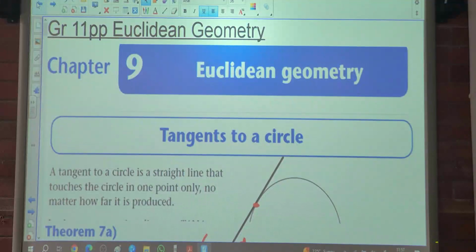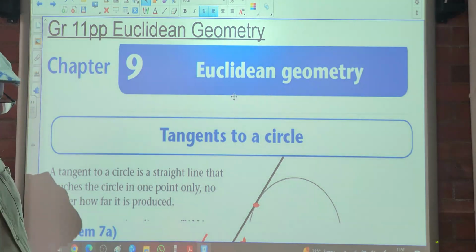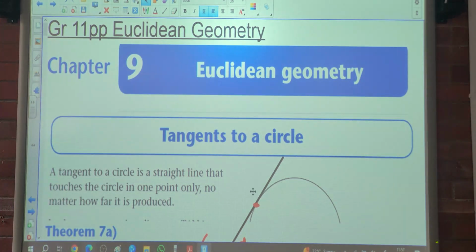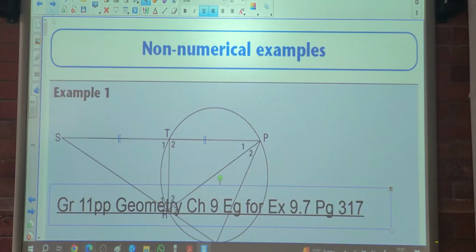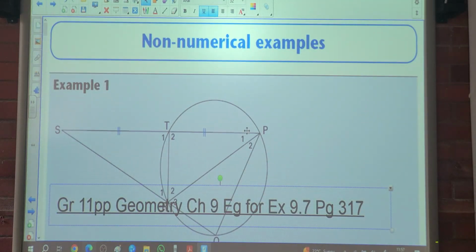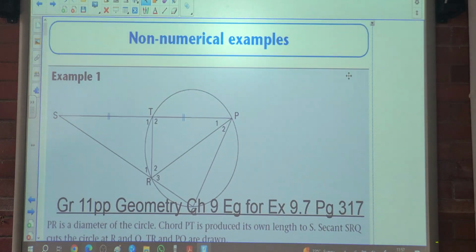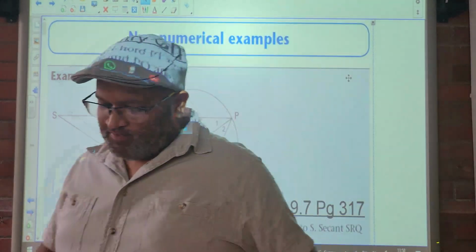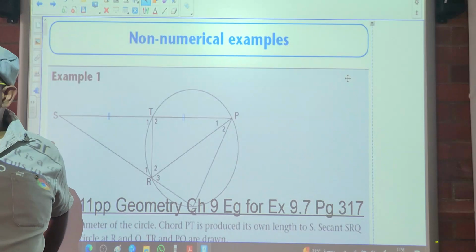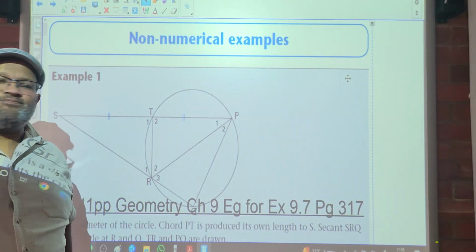Okay, good morning class. So today we're looking at Euclidean geometry, the circle geometry, and at this point we are busy with non-numerical examples. So what is numerical? Numbers, not so. So non-numerical is not numbers. Examples that have no numbers in them. It has variables only. Okay.